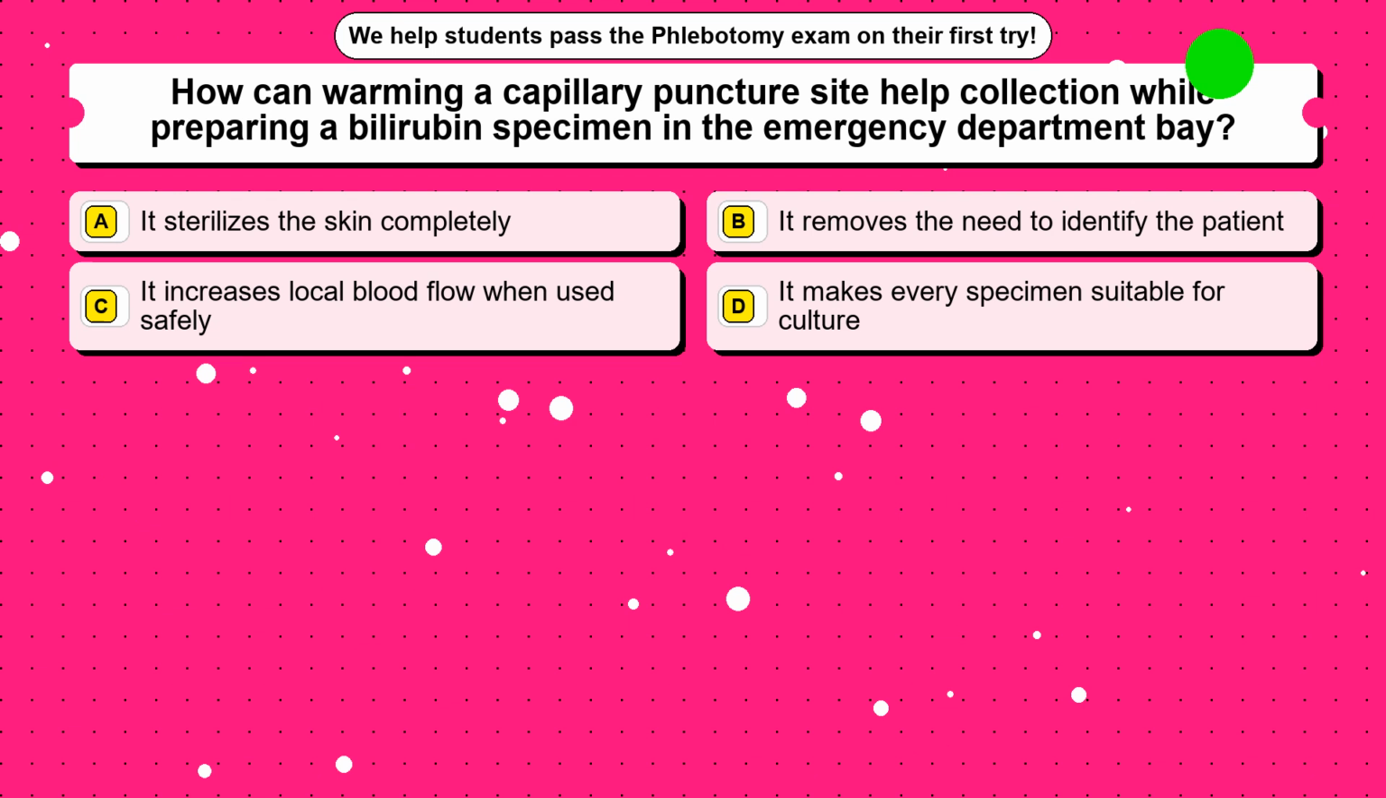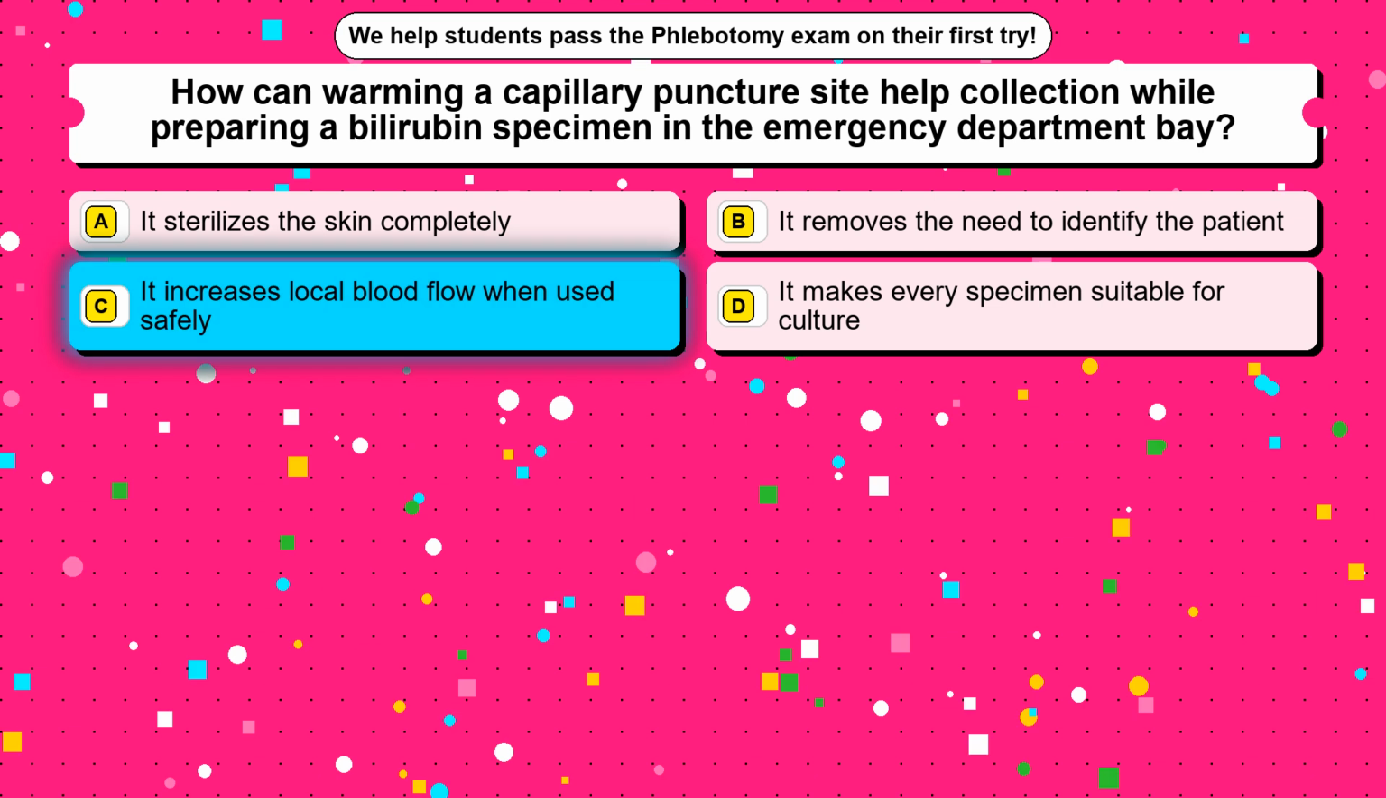Question 58. How can warming a capillary puncture site help collection while preparing a bilirubin specimen in the emergency department bay? Option A. It sterilizes the skin completely. Option B. It removes the need to identify the patient. Option C. It increases local blood flow when used safely. Option D. It makes every specimen suitable for culture.